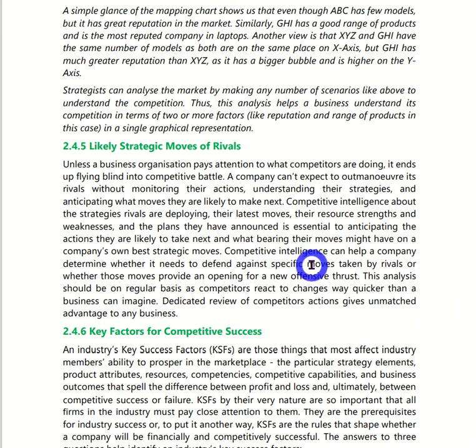Take another example. You are now in CA Intermediate. It's your bounden duty to try to judge and estimate what your rivals would do. They are your friends, your batchmates, but from an exam perspective, they are your rivals. What would be the strategic moves of your rivals? How would they be preparing? What would be their plan of action? How would they want to score the marks? How would they want to outbeat your performance?